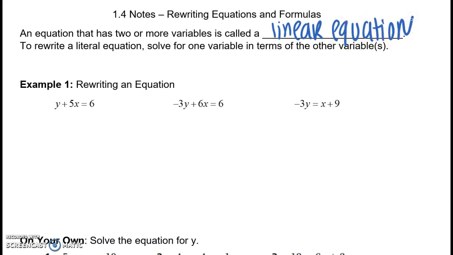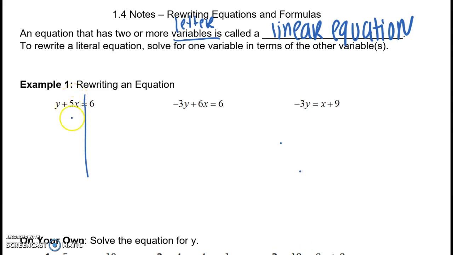To write a linear equation, solve for one variable in terms of the other variable or variables. Remember, a variable is just a letter. That's what variable means. So they're going to tell you which one we're solving for. On these first three, this example one, we're going to solve for y. So if we want y by itself, we have to get rid of everything else that is on that side of the equation as y.